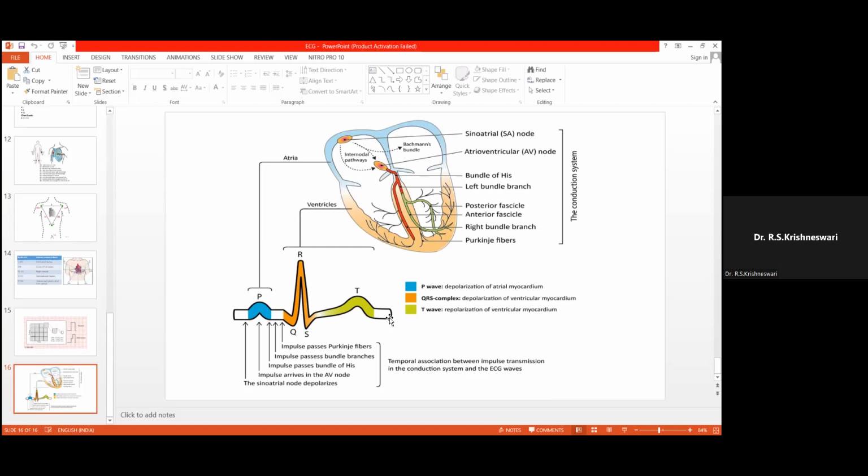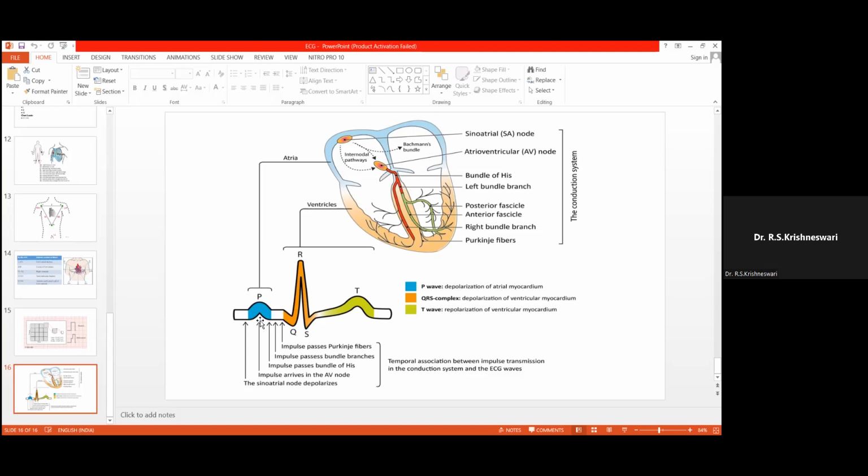These are the important waves in ECG, and in some ECGs there will be another wave after the T wave, known as the U wave. But in a normal ECG, it is very difficult to find the U wave, and it has less significance. If it is present, it is very important. The U wave does not get as much importance as the other waves in ECG.